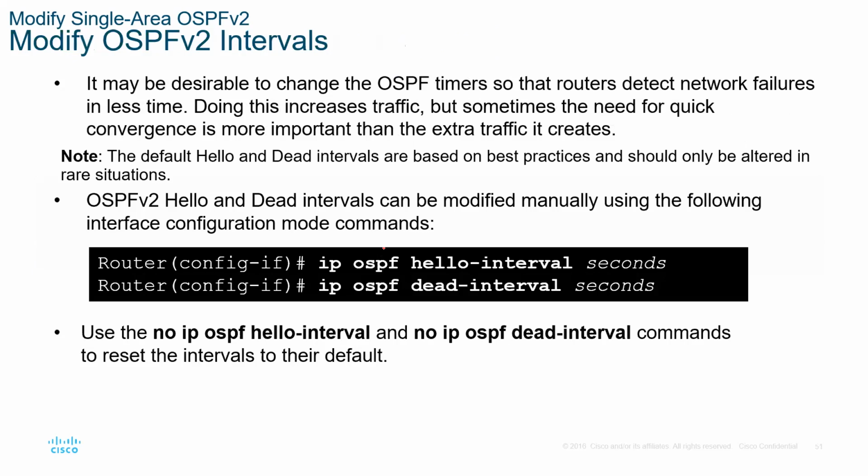So how do you modify these intervals? Modification has to do with changing the value. If you don't want it to be 10 seconds, you want to increase or reduce it, you go to the interface mode. On that interface, you use the command ip ospf hello-interval, then you put the value in seconds. Then ip ospf dead-interval, then you put the value in seconds.